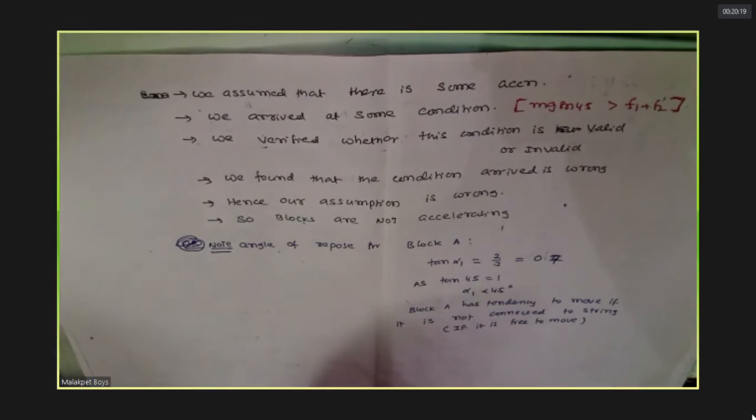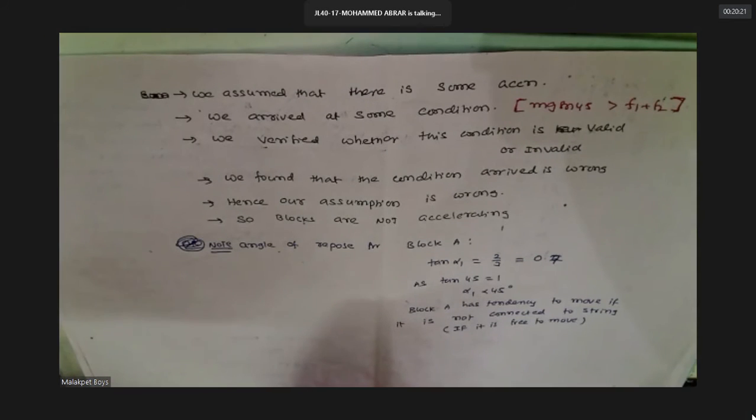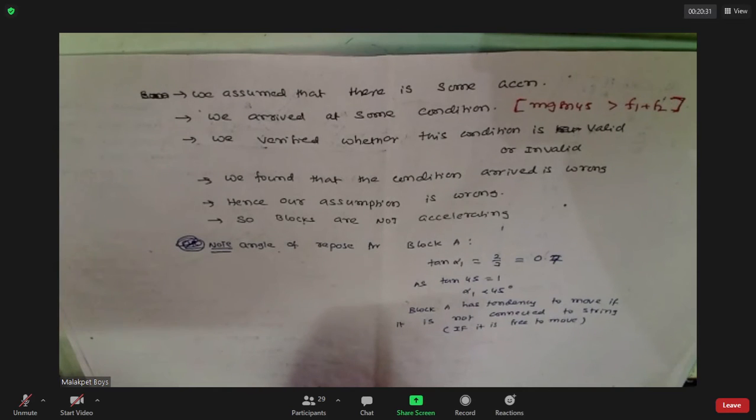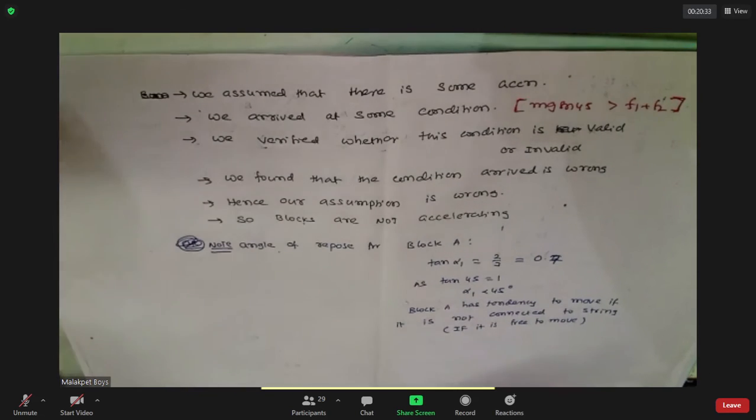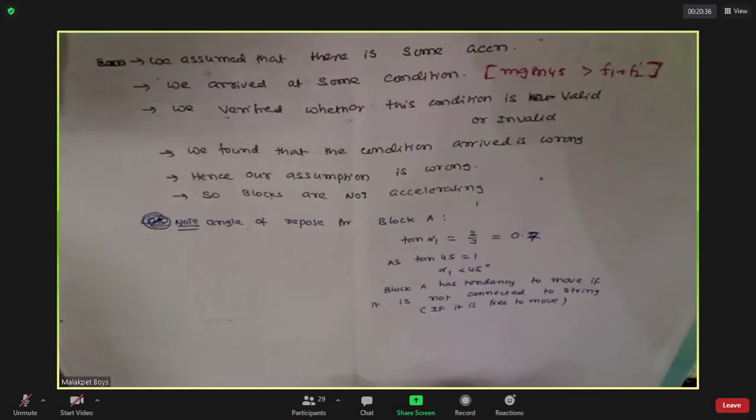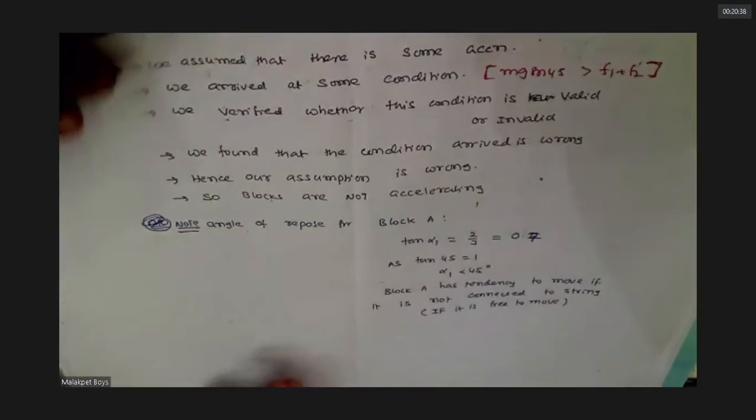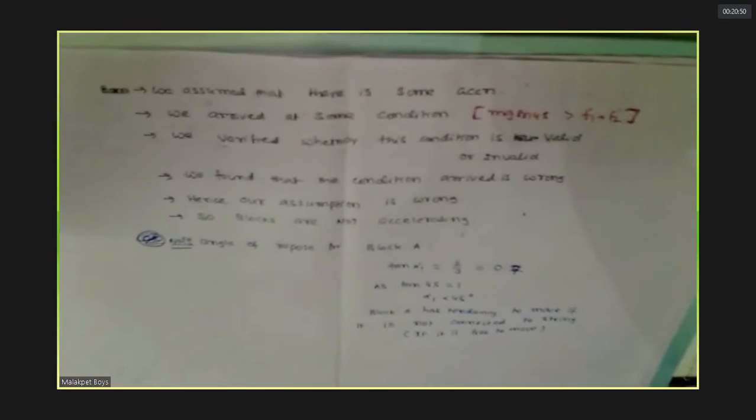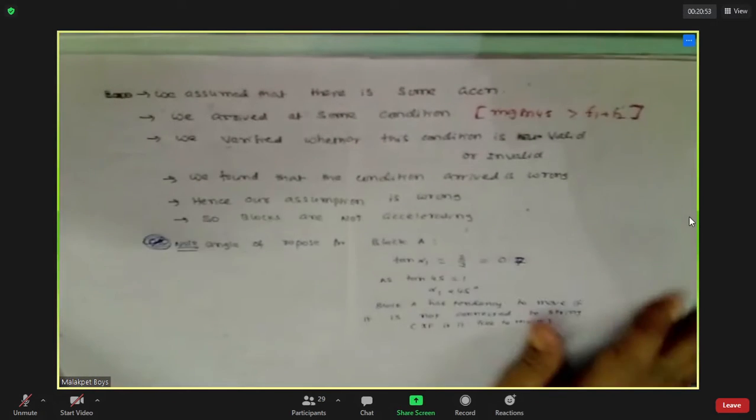That is also 45 only, no? Yes, sir. Shall I turn this? Yes, sir. One minute, sir. So by looking at the angle of repose, we cannot make conclusions.